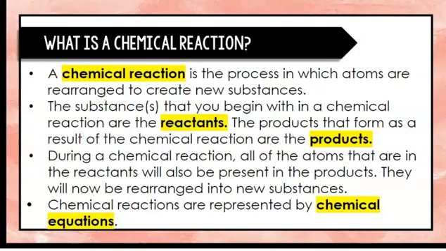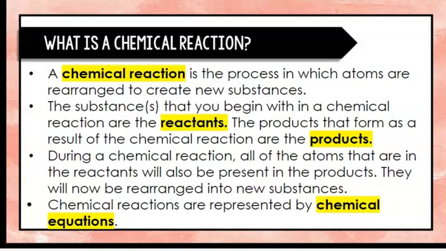A chemical reaction is the process in which atoms are rearranged to create new substances. The substances that you begin with in a chemical reaction are called the reactants. The products that form as a result of the chemical reaction are called products. During a chemical reaction, all of the atoms that are in the reactants will also be present in the products. They will now be rearranged into new substances.